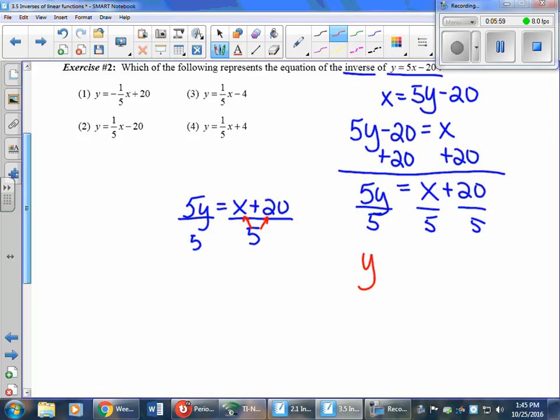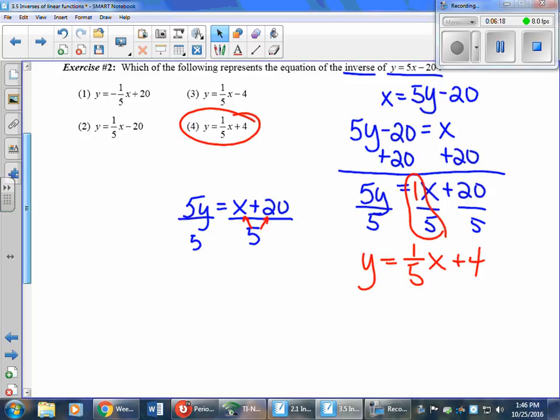So y is equal to, now remember, you're going to pull this number out in front of the x to create a slope, and there's a 1 hiding here. So 1 over 5x plus 4. So the correct answer is number 4. All right, so pause, write down what you need to before we move on to exercise 3.